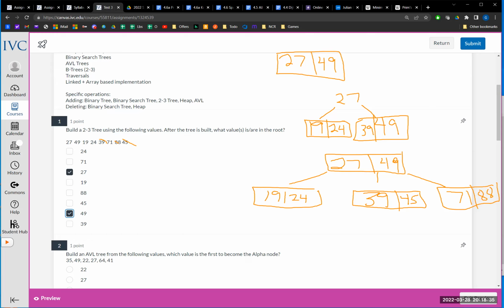There are several ways I could ask this question. I could say, what are the two values in the root? What are the two values in the second child of the root? So it'd be 39, 45, first child, last child. There may not be a third child, so the second child would be the second child still.